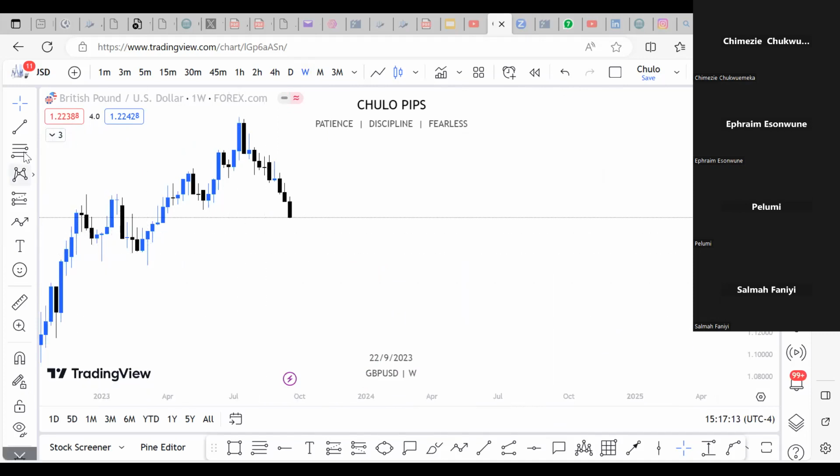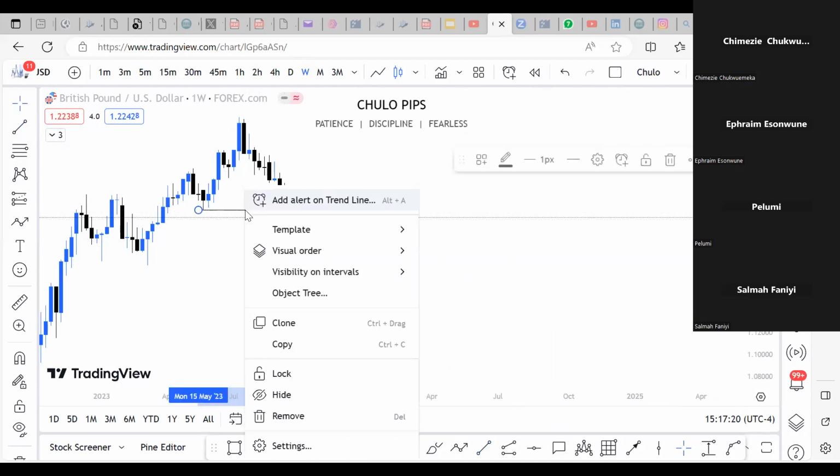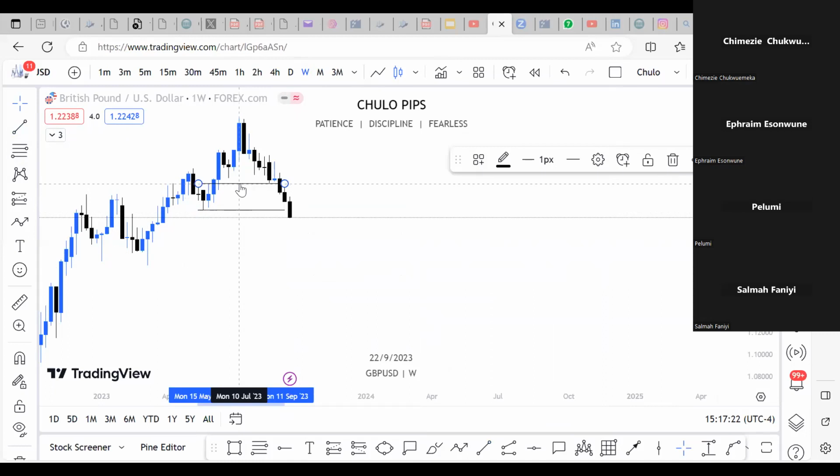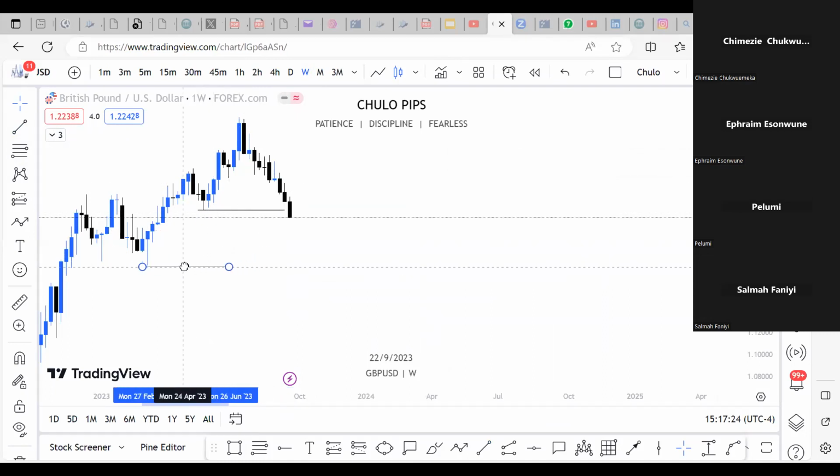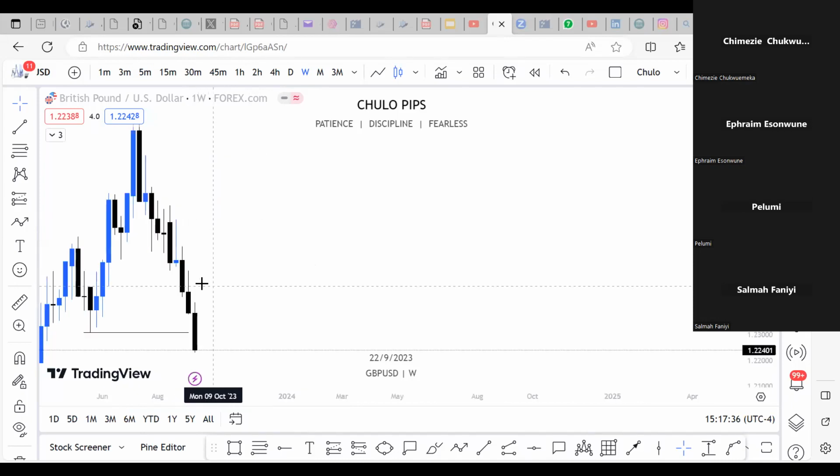So here we have this SSL raided, and I have another one here, which is simply telling me that yes, price will still drop down to this DOL, this weekly DOL, which is weekly sell stop liquidity.